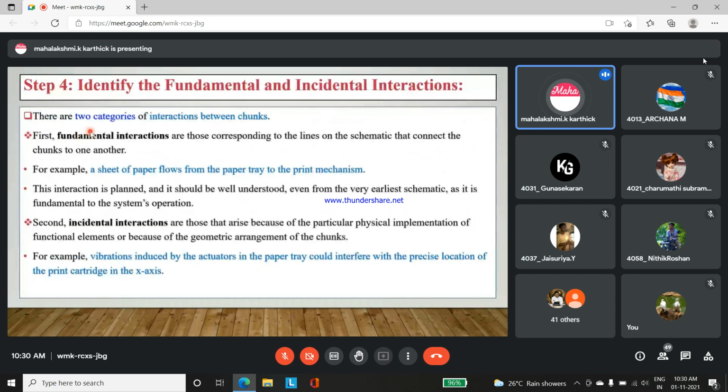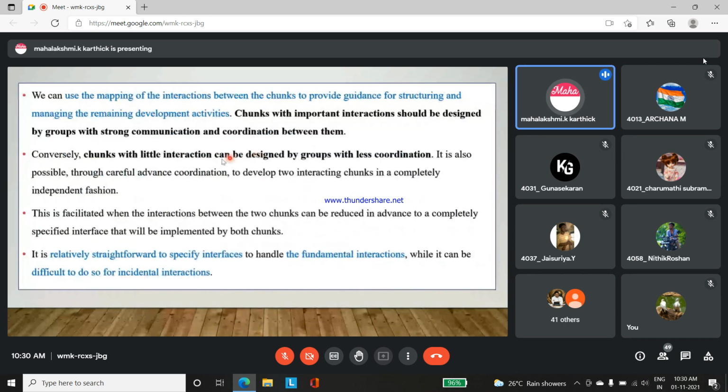while undergoing the step 4 process, the team members should be assigned in such a way that the mapping of interactions between chunks provides guidance for structuring and managing the remaining development activity. Those chunks with important interactions should be designed by groups with strong communication and coordination. So team members should be assigned to create these fundamental chunks as well as interaction chunks. Then only we can identify the graph properly. Okay, so this is just assigning the members for doing this activity.